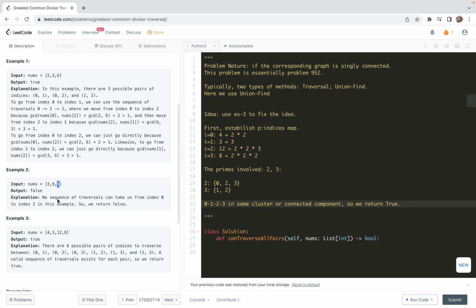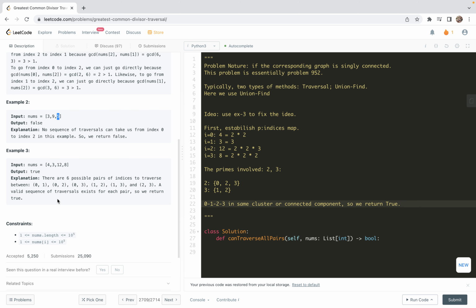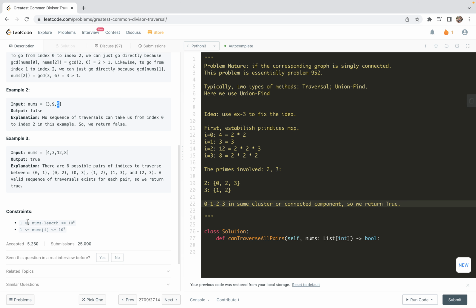In other words, if there is a path between i and j, or if they are in the same connected component. If we can do this for every pair of indices, it corresponds to the fact that these indices are in the same connected component, right? Here the return is a boolean.